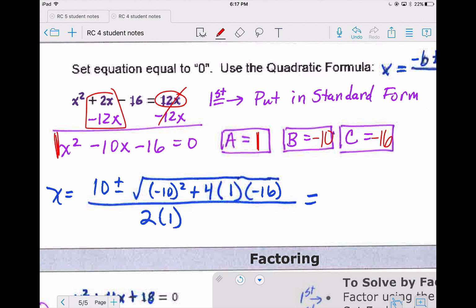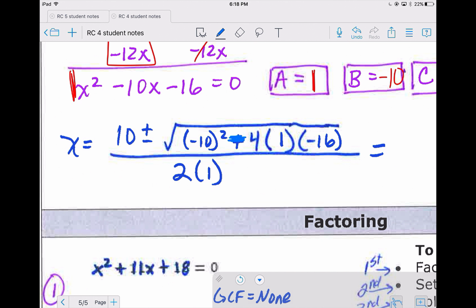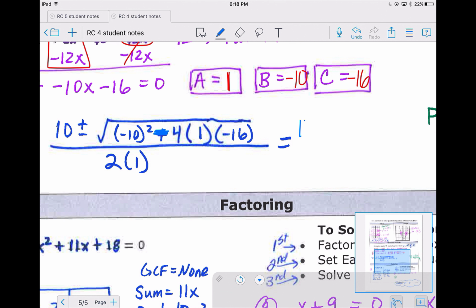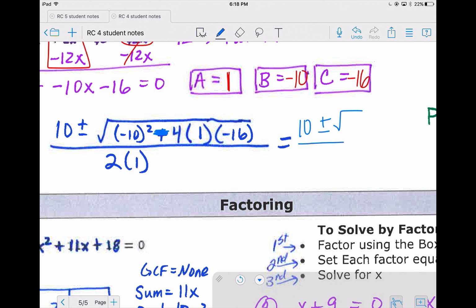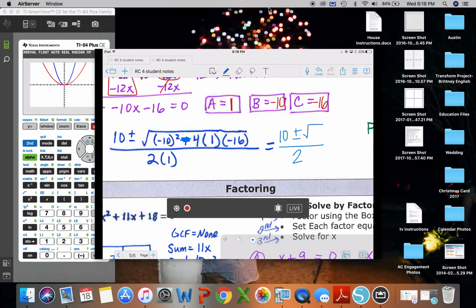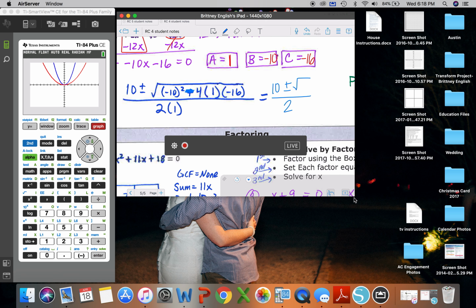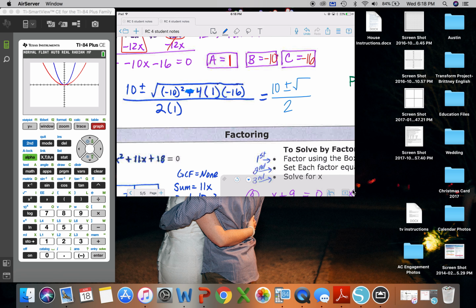The quadratic formula has been filled in for us here, the opposite of b plus or minus the square root of b squared minus, so change this to a minus sign, 4 times a times c, all divided by 2 times a. So we're going to simplify. In front, we still have 10 plus or minus. On the bottom, 2 times 1 is 2. And inside the square root, I'm going to plug that into the calculator so I can see exactly what that would simplify to.